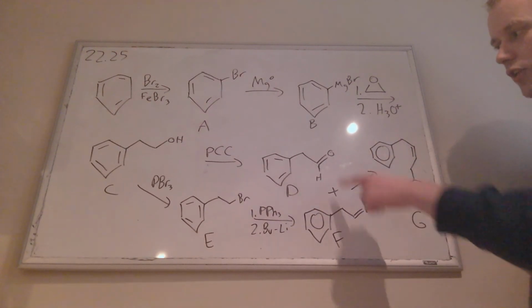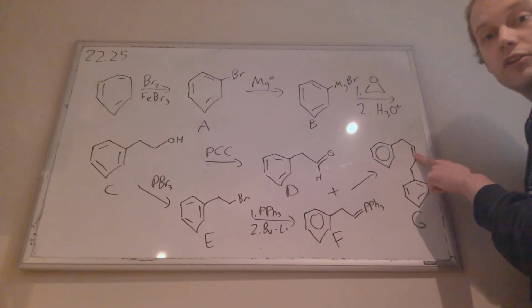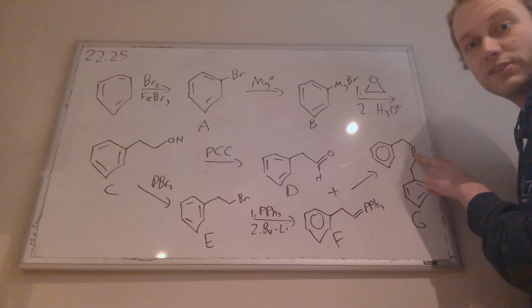Once we have the aldehyde and the Wittig reagent, we can react those together to make an alkene. I only drew the cis form of the alkene here, but both cis and trans are possible.